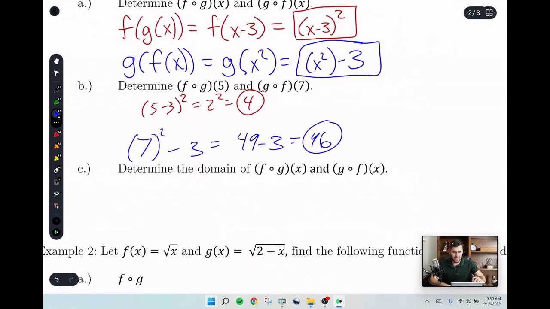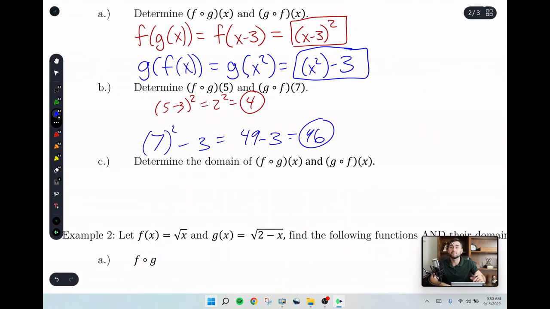Determine the domain. Ooh, here we go. This is the first domain question. Oh, that makes me realize that I forgot to go back up and do the domain. Let's do that after this. So the domain of f of g of x, we have to do two things. We have to find the domain of the inside. Let's do that first. So what's the inside? It's f of g of x, so the inside is g of x, right? So what's the domain of g of x is the question.